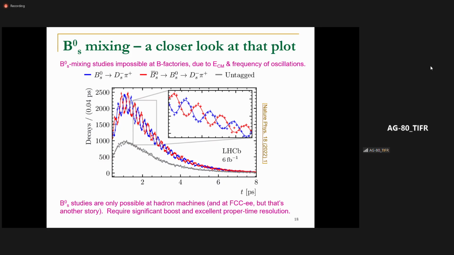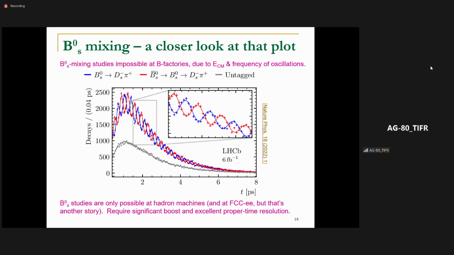So what you see here is something which starts in blue, which starts as a Bs and decays in a manner that a Bs would decay, and in red you have something that starts as a Bs bar, which oscillates into a Bs and then decays into the final state of a Bs. So, yeah, I think this requires a little more discussion.